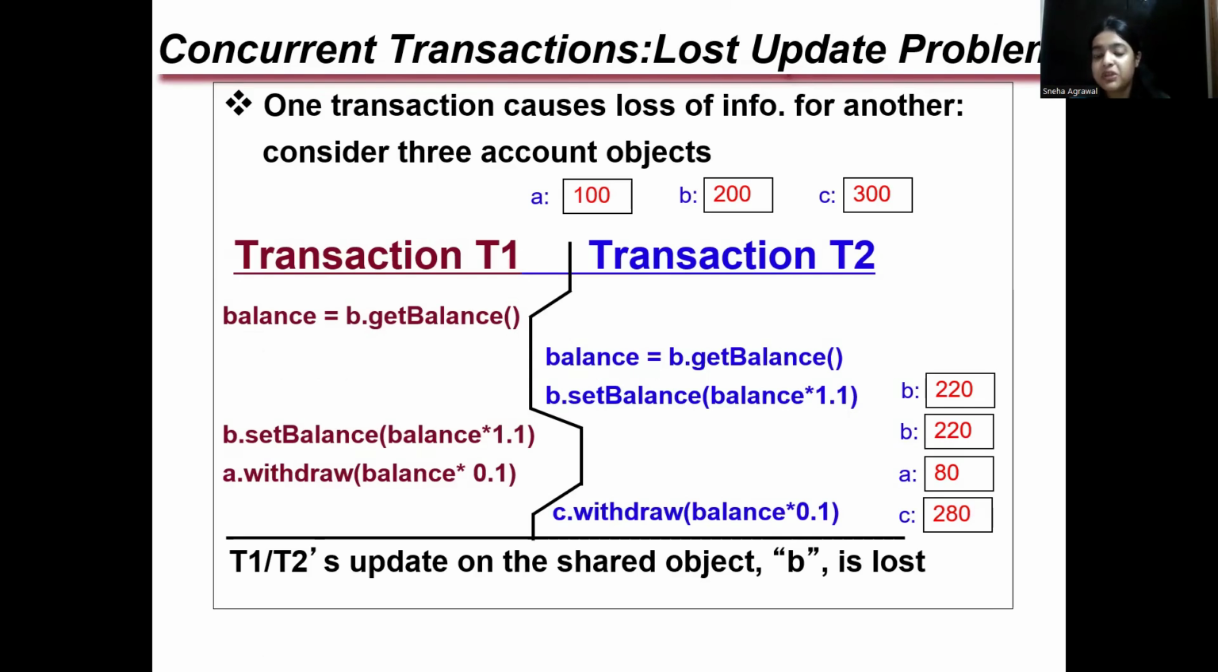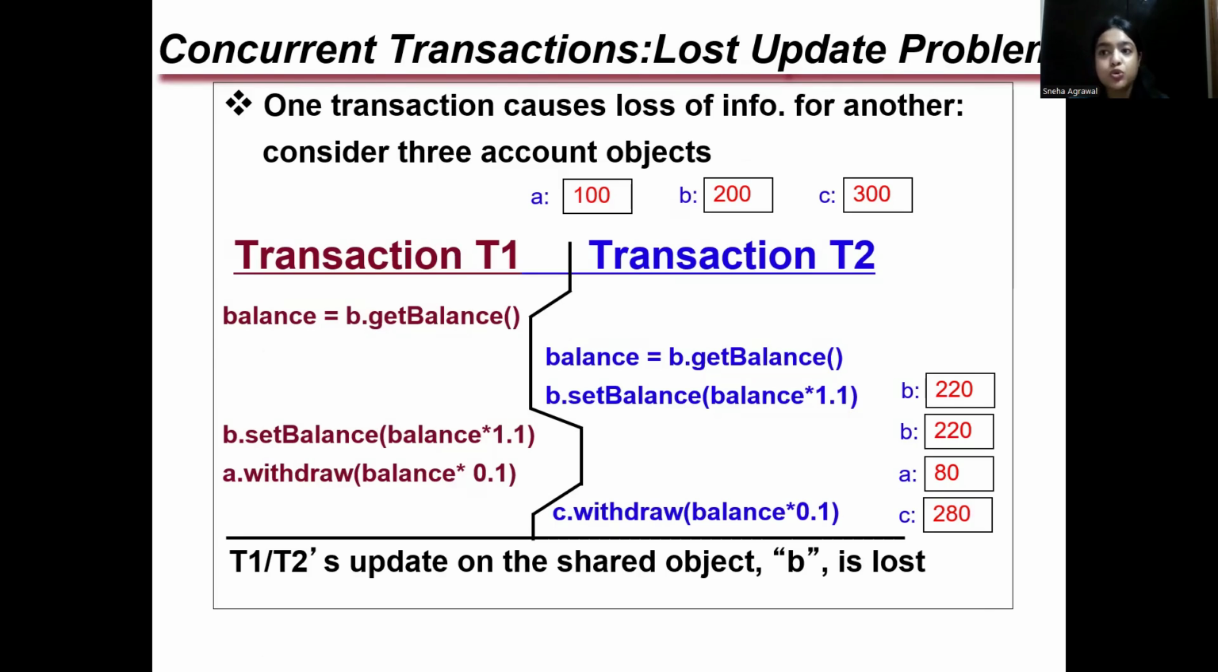Here we'll take an example where we have three variables A, B and C. The value of A is 100, B is 200 and C is 300. For example, A has 100 rupees, B has 200 rupees and C has 300 rupees. Now transaction T1 occurs first, so we get the balance of B, that is 200. Then transaction T2 occurs, where we again get the value of B as 200, and we set the balance by multiplying the value of B by 1.1, so B's value becomes 220.